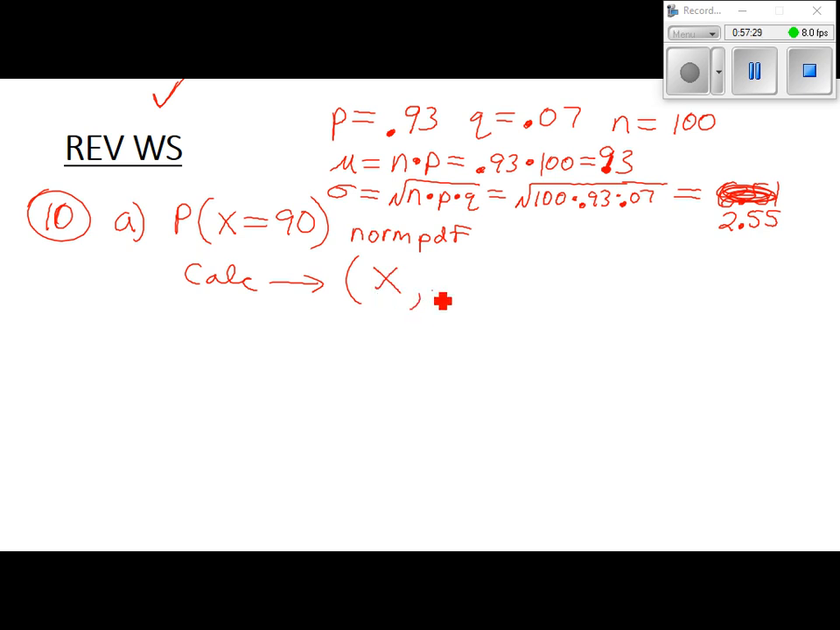So you do normal PDF. This time we're putting in 90. Mu, which was 93. Standard deviation, which was 2.55. What's that give us? 0.078. Anybody else get that? So like 8, almost 8%.